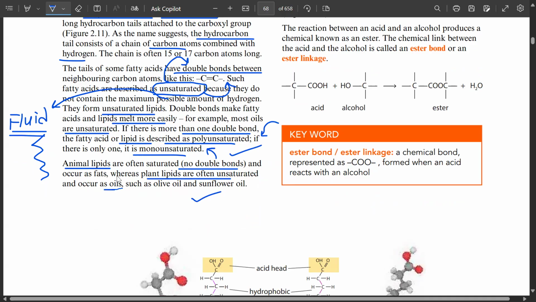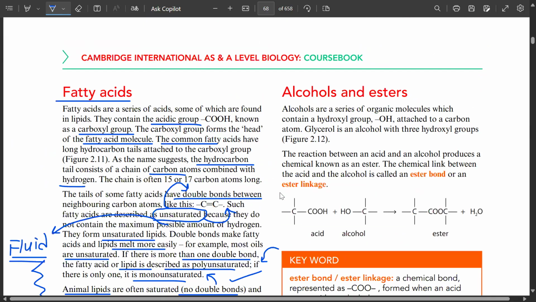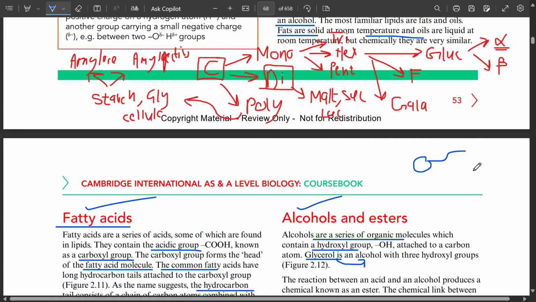Most of the oils that we obtain from plants, including olive oil and sunflower oil, have unsaturated double bonds. Alcohols are a series of organic molecules which contain a hydroxyl group, OH, attached to a carbon. Glycerol is also a type of alcohol. Now, why are we studying alcohols and fatty acids? Because a lipid molecule, which we also call a triglyceride, is always made up of one glycerol and three fatty acid chains. This is something that you already remember from your IGCSE as well.